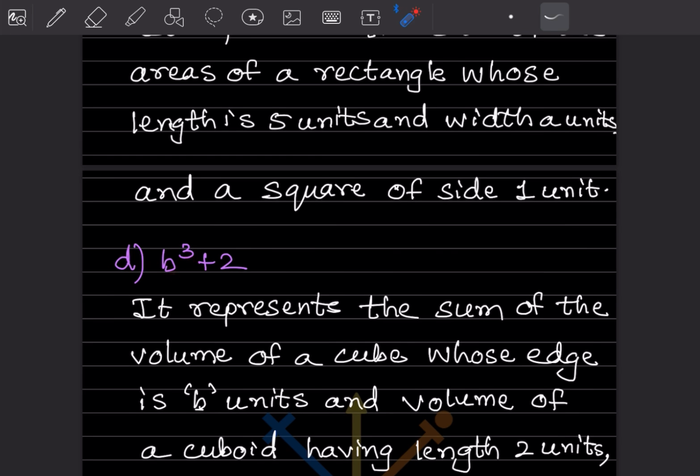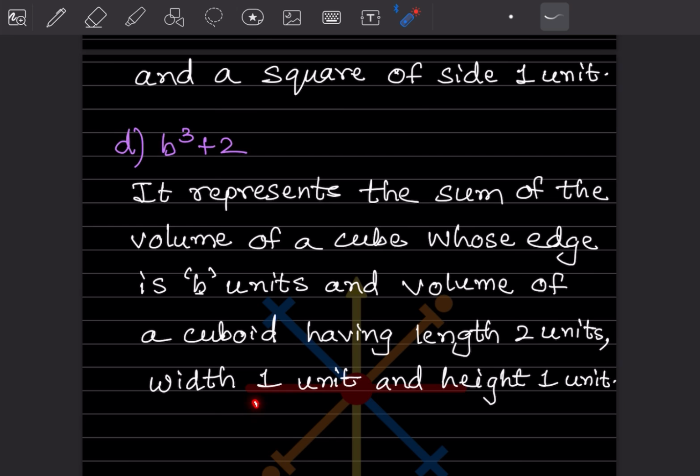b raised to 3, that is b cube, plus 2, represents the sum of volumes, because b cube is the volume of a cube whose edge is b units, and the volume of a cuboid having length 2 units, width 1 unit and height 1 unit, because volume is equal to length into breadth into height. So 2 into 1 into 1 is going to be 2.